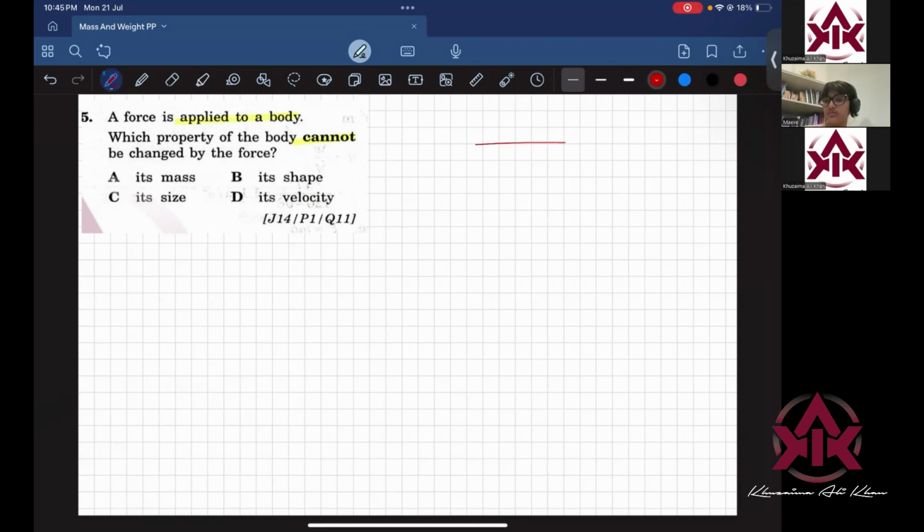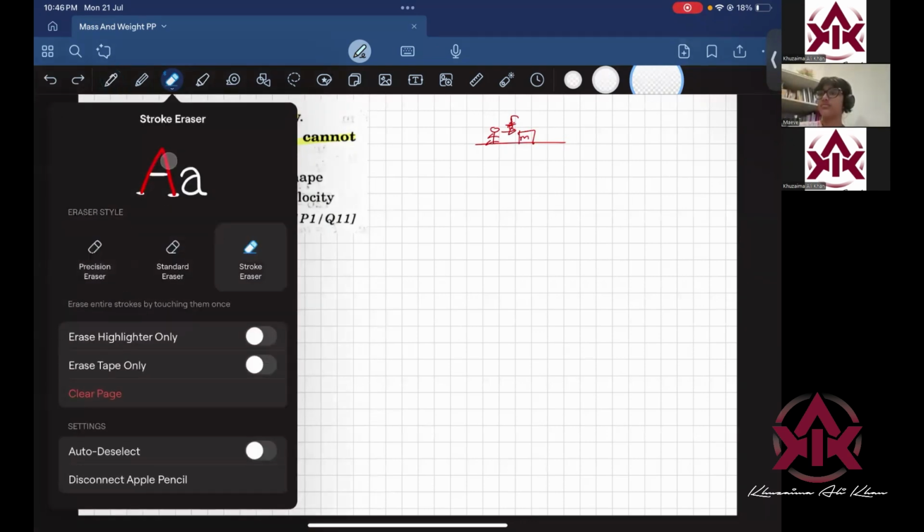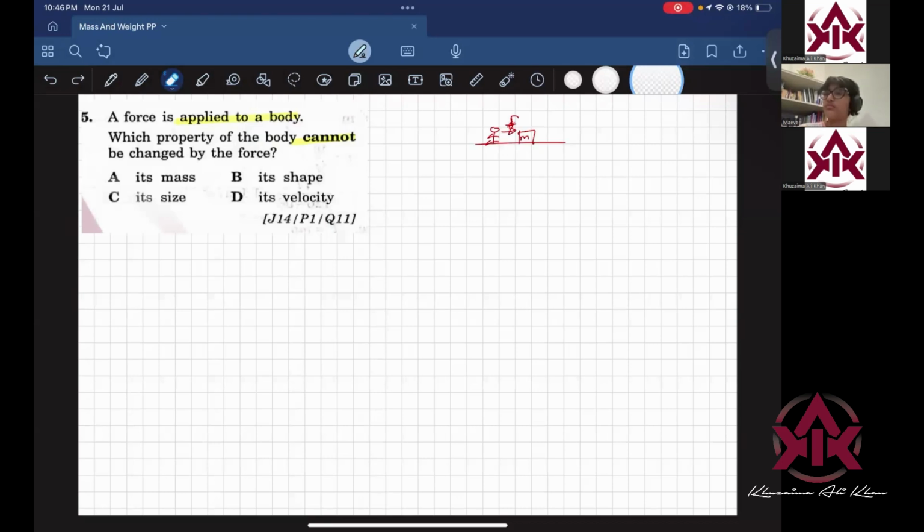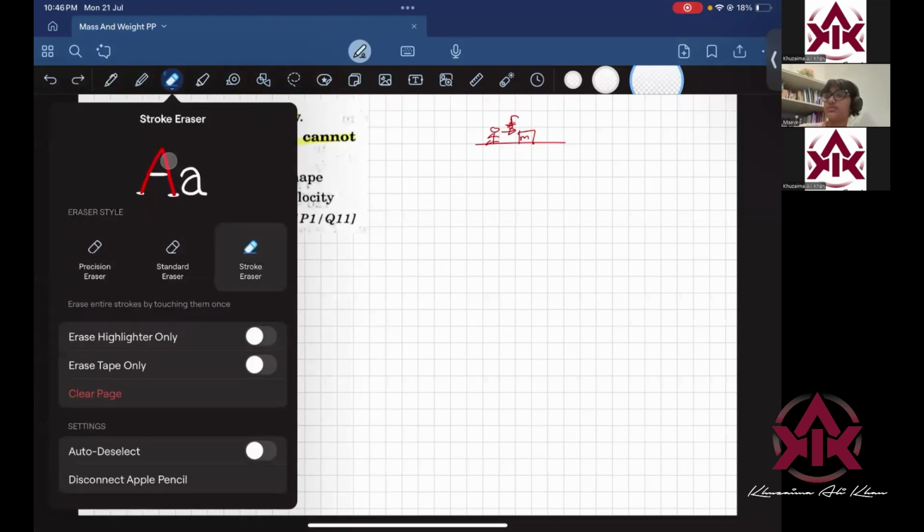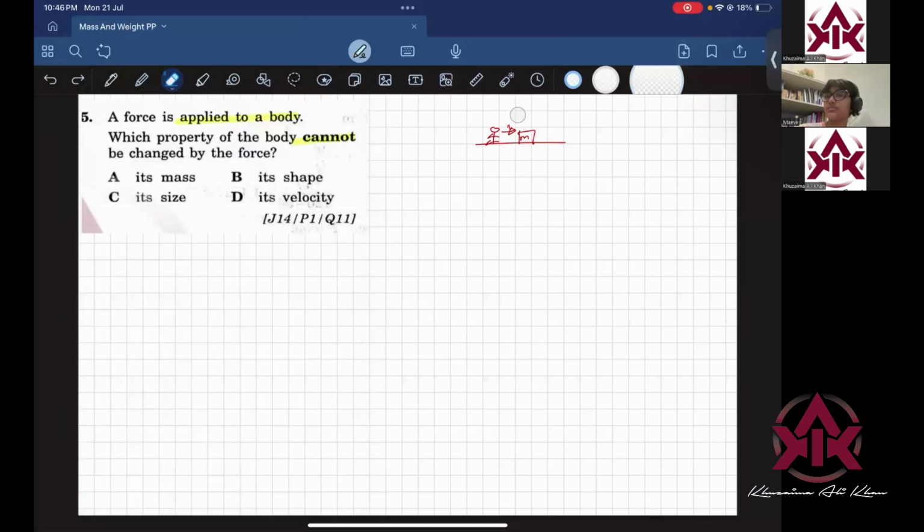Let's imagine you have an object here of mass m. You're applying a force here, right? So what property can a force not change of an object? It's mass, right? A force can change the size. Let's say if you have a spring, if you extend the spring by applying force, it can cause an extension, right? So the size of the spring can change.